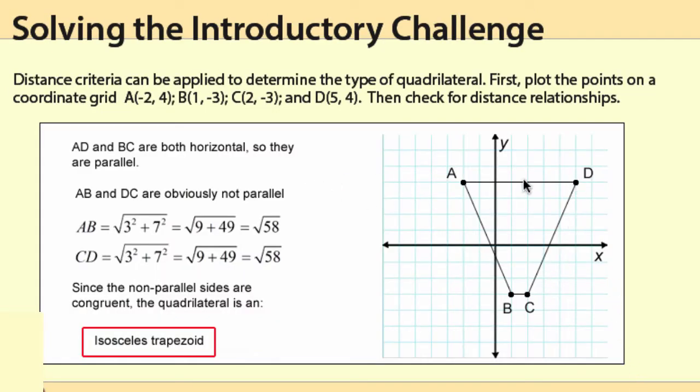You plot the points on a graph, and then you see what you can do. So AD and BC are both horizontal, so they are parallel. And AB and DC are obviously not parallel, so that means you have a trapezoid. And if you use the distance formula, or use the Pythagorean theorem rather, to find the distance for each segment here, you can see that the distances are the same. That means you have an isosceles trapezoid because you have one pair of parallel sides and the non-parallel sides are congruent. So that's the type of work you're going to be doing in this lesson.